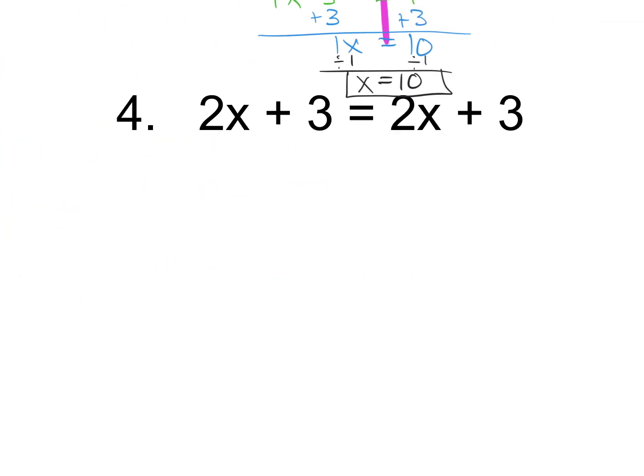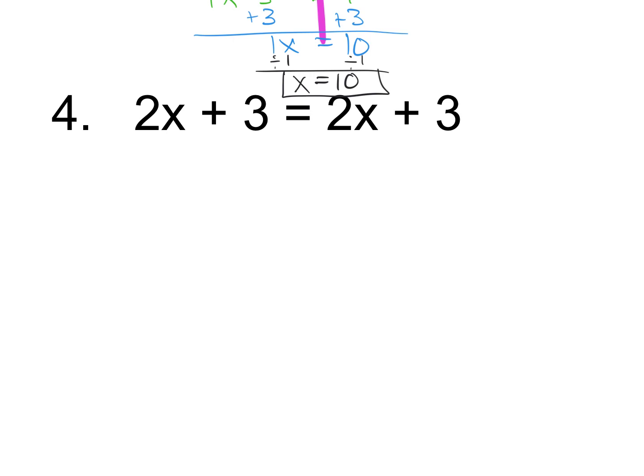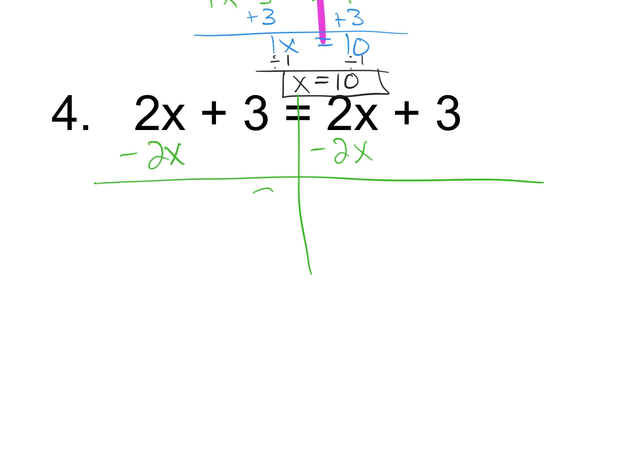All right, let's go ahead to number 4. So again, I like to go ahead and get my variables on one side. So I'm going to subtract off 2x from both sides. So then I have 3 equals 3 because the positive, negative 2x cancel each other out. Let's read this. Is this a true or false statement? 3 equals 3. That is a true statement.